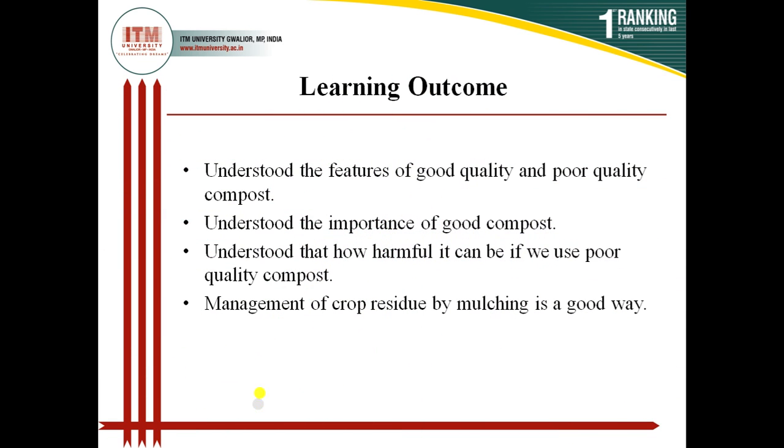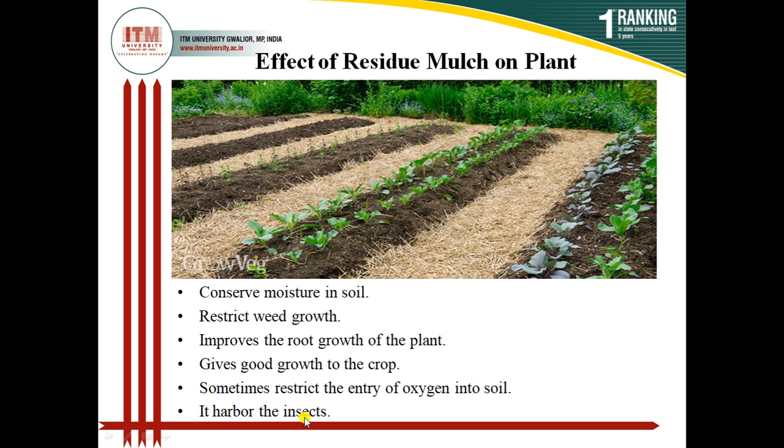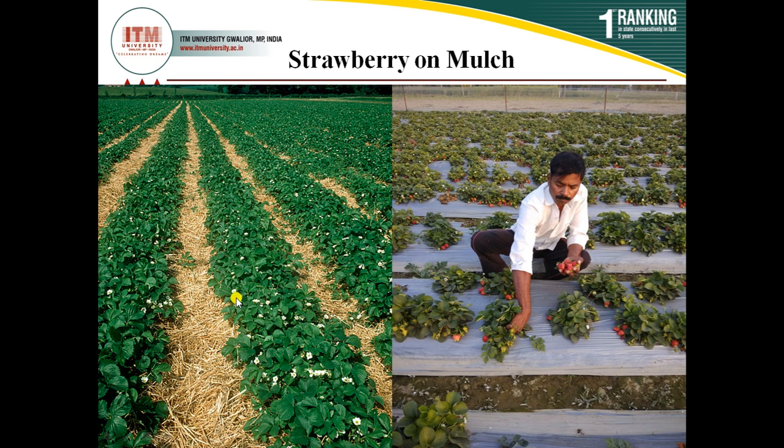But as I told you, it harbored the insect also. So this was the problem which farmers were observing. So nowadays, this straw mulch is converted into plastic mulch. And nowadays, farmers are growing strawberry on the plastic mulch also. Even very good quality fruits and good yield are observed while using the plastic mulch. So strawberry basically, the practice was that it should be grown on rice straw mulch. But now the farmers are forgetting rice straw as a mulch and they are using plastic mulch.